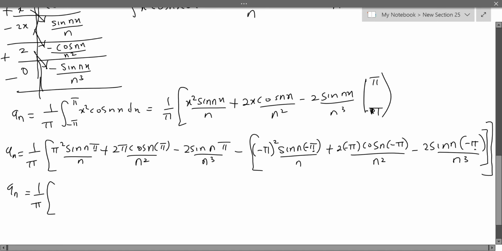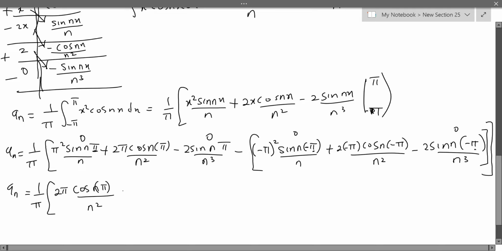Okay, so now as long as there is a pi attached to the sine, whether negative pi or positive pi, they all give 0. So that one will reduce your work. All those terms are 0. So what is left is 2 pi cos n pi over n squared. That is the only thing here.